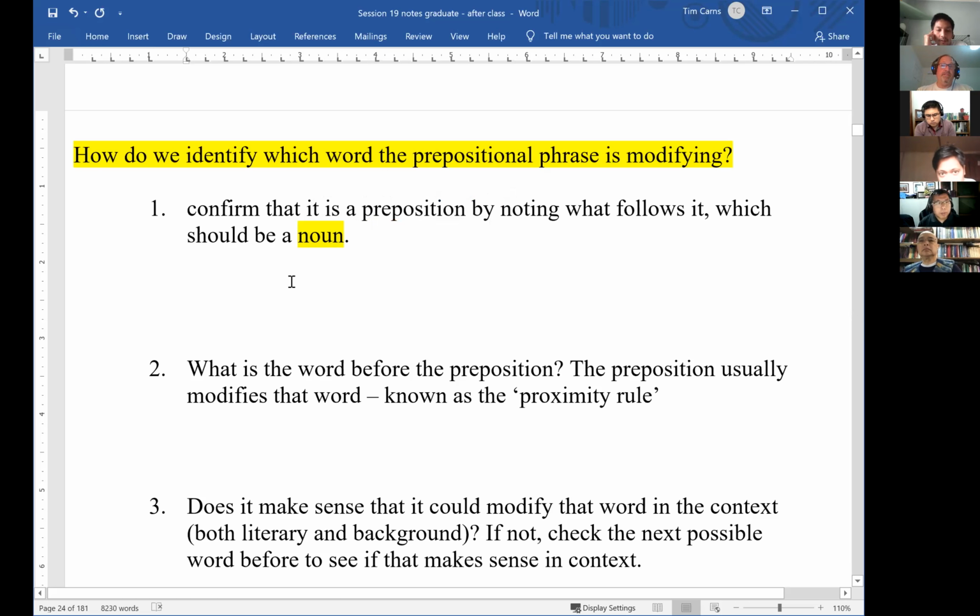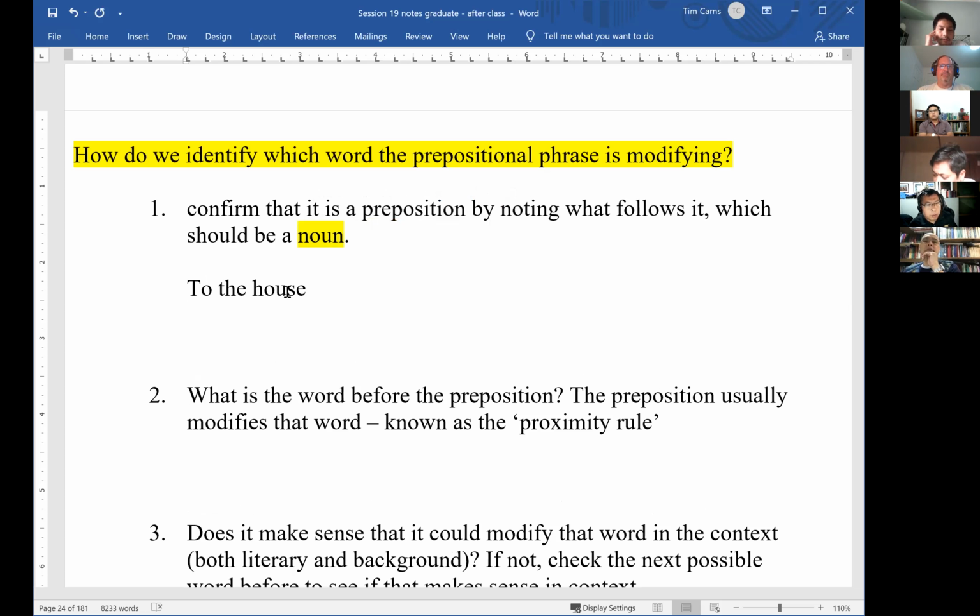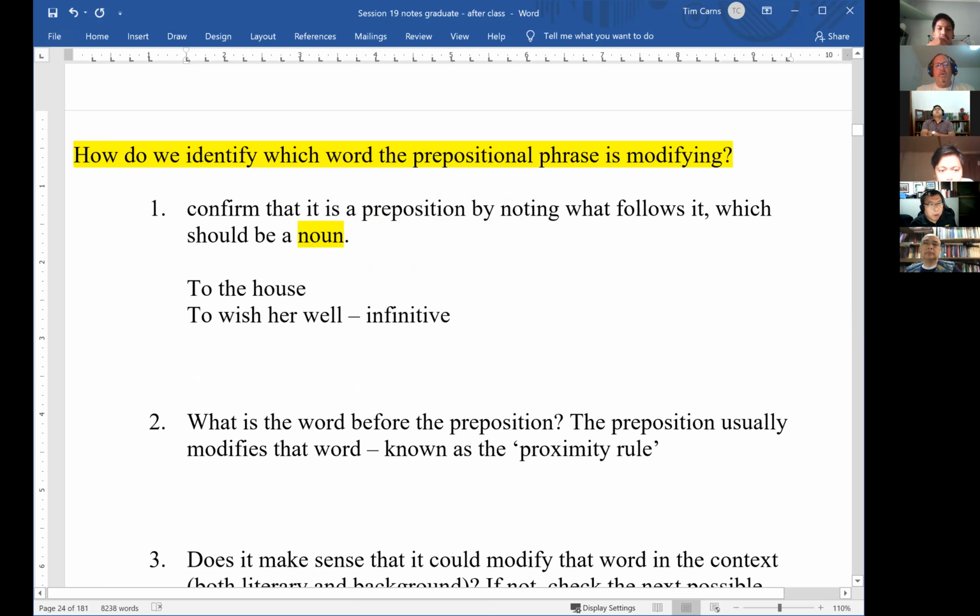Okay, so for example, in that example before, if I have "to the house," "to" is functioning like a preposition there, right? Because it's followed by a noun. But if I said "to wish her well," now I have a verb here. You see that? So I no longer have a preposition. In this case, it's called an infinitive. All right?